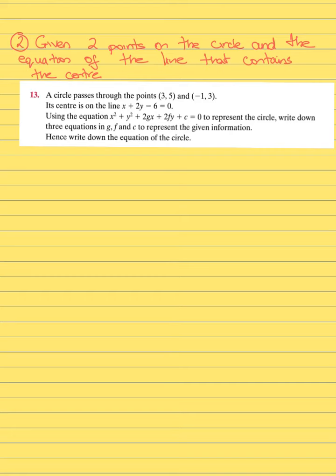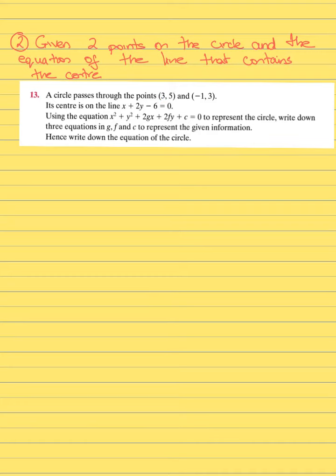The next type of circle we have to find the equation of is where we're given 2 points on the circle, and we're also given the equation of the line that contains the centre. So if we look at this example, we're given 2 points on the circle, (3, 5) and (-1, 3), and we're told that its centre lies on the line x + 2y - 6 = 0.